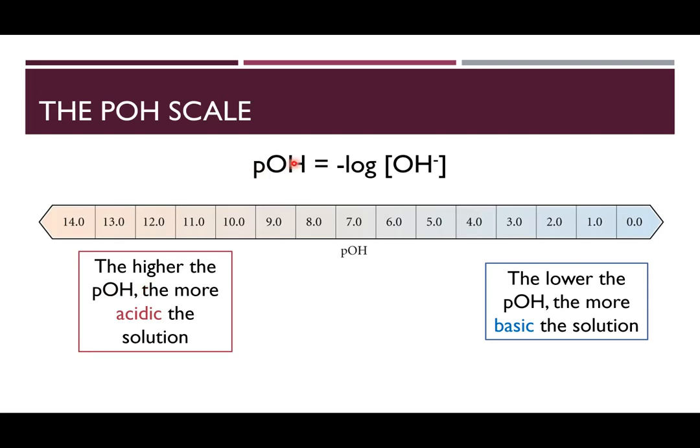So pOH, we solve it the same way, the negative log of the hydroxide concentration. And when we solve for that, we get a nice pretty whole number. Well, maybe a decimal, but a non-exponent number. And then the higher the pOH, the more acidic. The lower the pOH, the more basic. And the one thing they have in common is that 7 is still neutral. Okay. So a little bit backwards, but still useful to us, and still something I would ask from you.